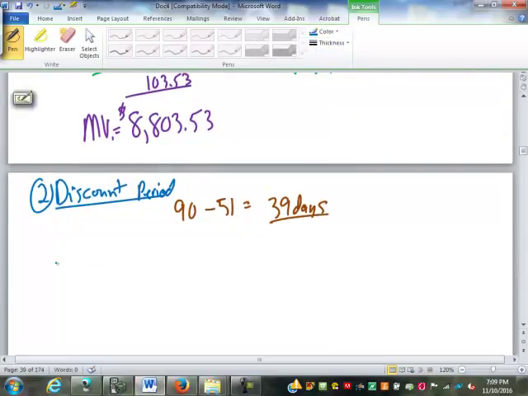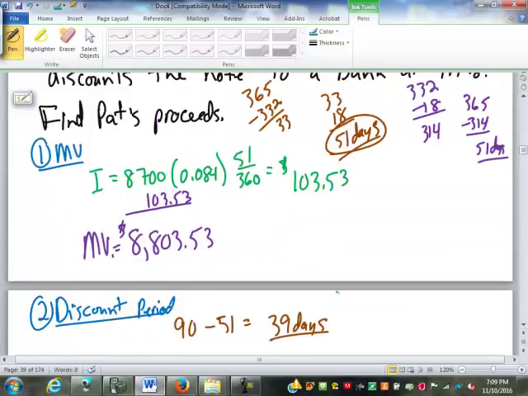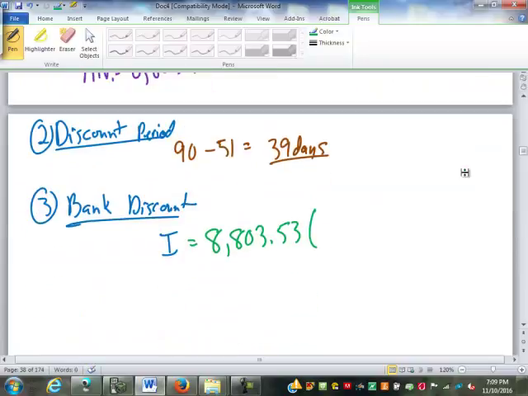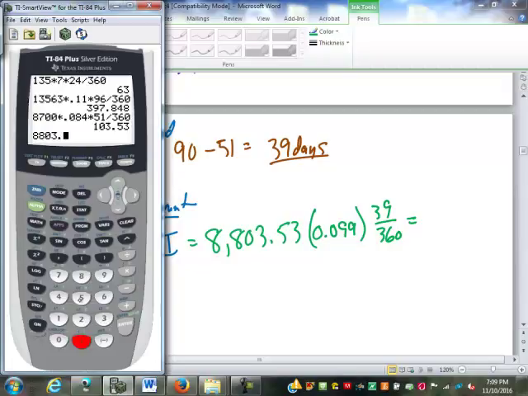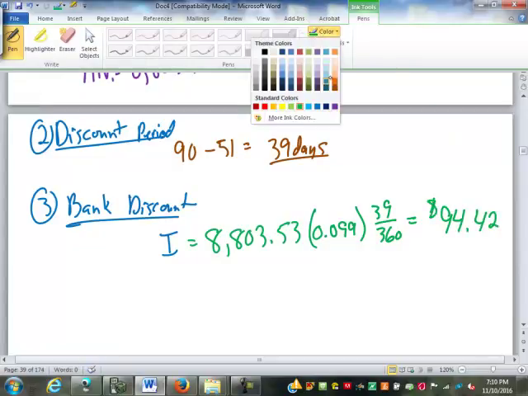What is step 3? Find the bank discount. So we have our interest that's based on that maturity value of $8,803.53. Bank's discount rate is 9.9. So 0.099 times 39 over 360. Most likely a different rate. That's another big common mistake. So $94.42 is the discount.